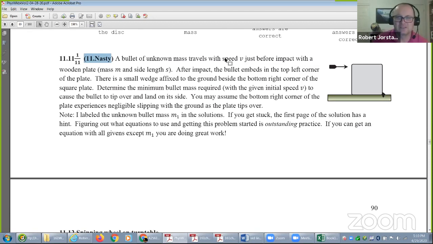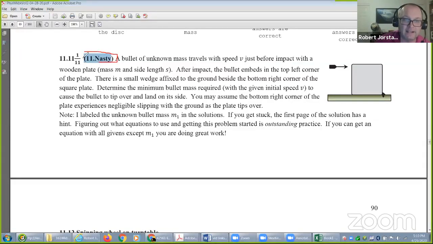All right. So I'm going to be straight with you. This problem is nasty, but the setup for it is totally good practice. So I just want to point out the following here. Look at these notes in here. This happens to be one of the harder problems I've solved in the book. Okay, if not the hardest. But if you get stuck, the first page of the solution has a hint.